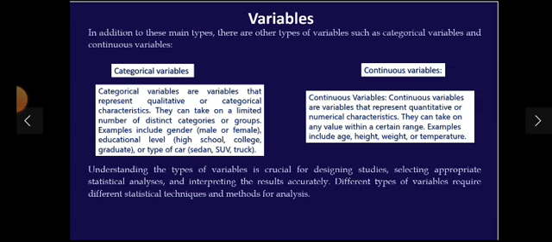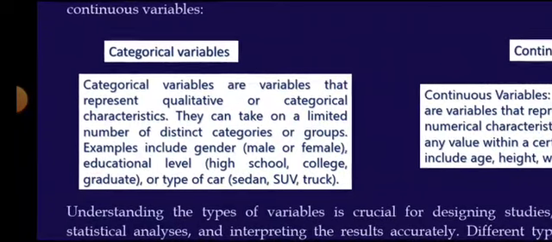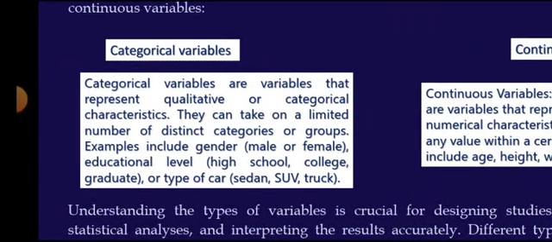Now, in addition to these main types of variables, we have the categorical variables and we have the continuous variables. The categorical variables are variables that represent qualitative or categorical characteristics. They can take on a limited number of distinct categories or groups. For example, like we said, male, female, educational level, type of car, and so on and so forth.